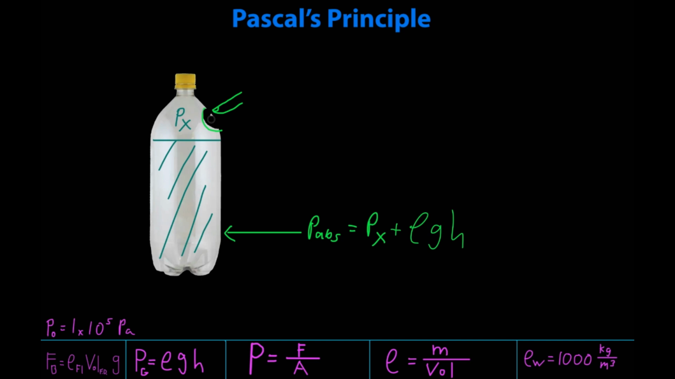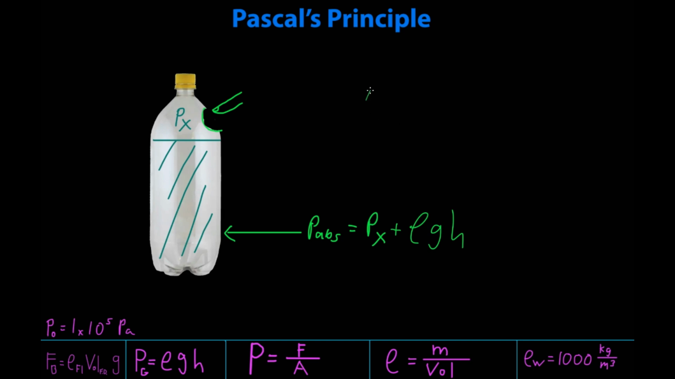If you indent the bottle here, then the pressure Px is going to increase because there's less volume in this upper area. Well, if that holds true, then the pressure at depth also has to increase because it is also reliant on Px. So the statement I just gave, that if you increase the pressure in one area, then that pressure increase is applied to the entire volume, as long as that volume is contained. In other words, there's no open area to the atmosphere.